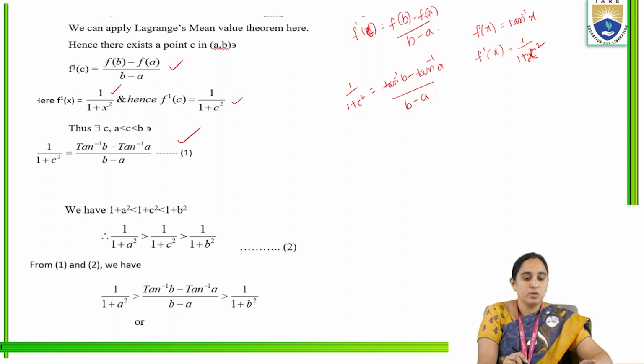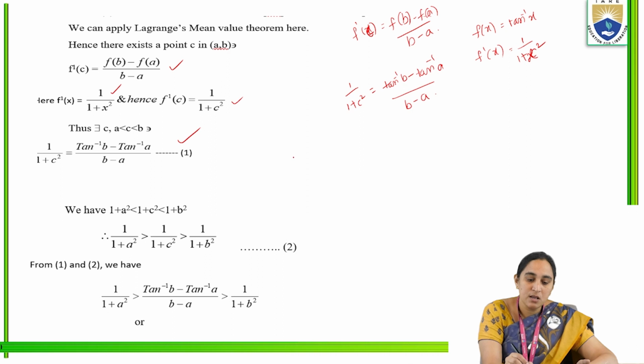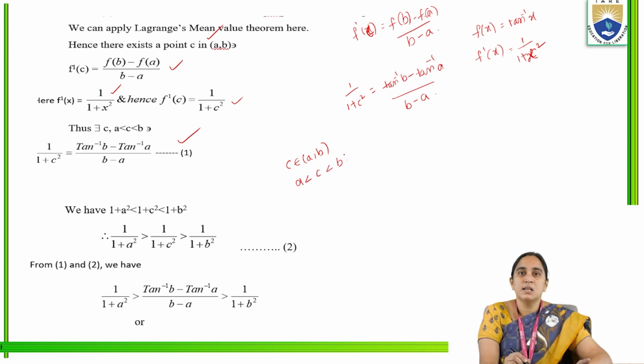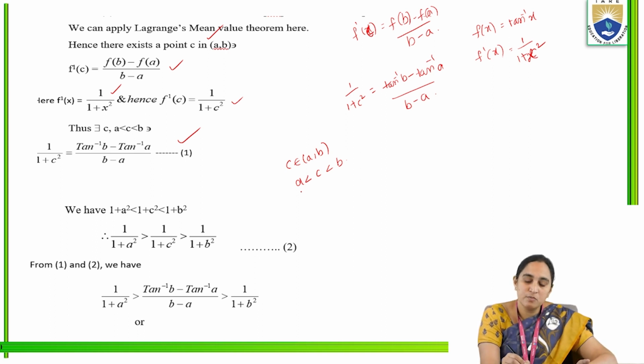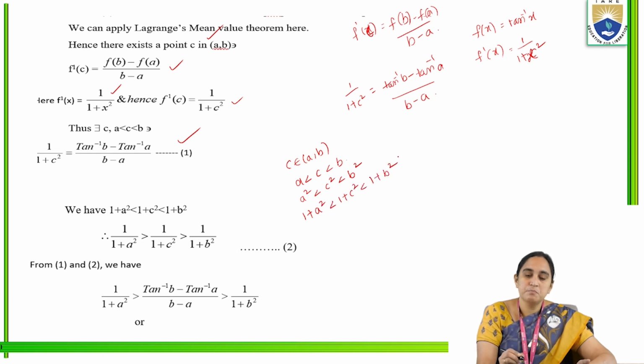When the conditions are satisfied, there exists c belongs to (a, b) such that the first equation holds. That means here a less than c less than b. From that, I am squaring on both sides. That is a square less than c square less than b square. After squaring on both sides, I am adding 1. That is 1 plus a square less than 1 plus c square less than 1 plus b square.